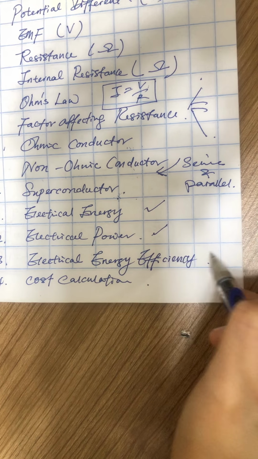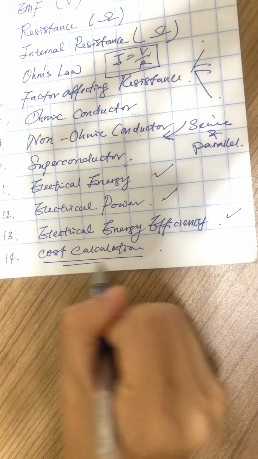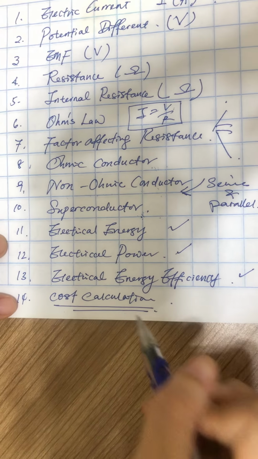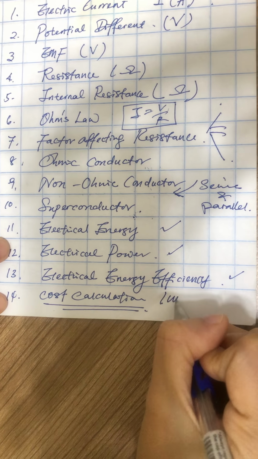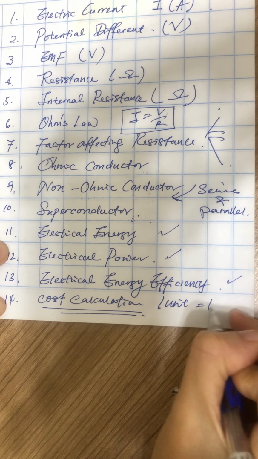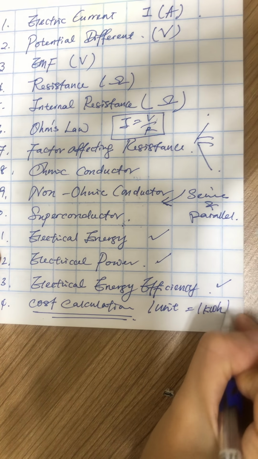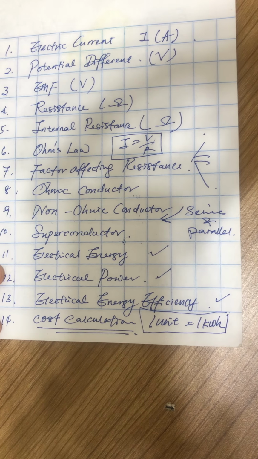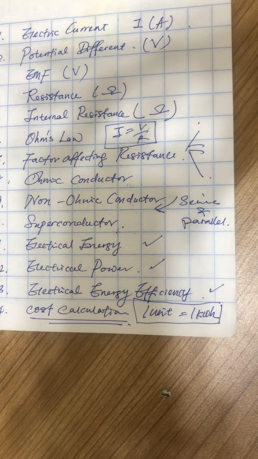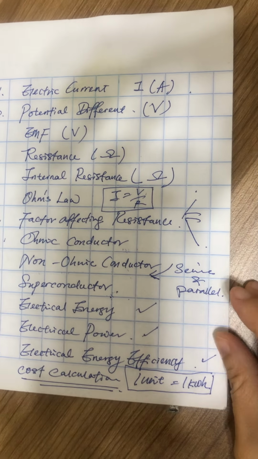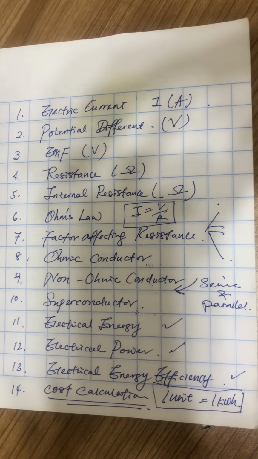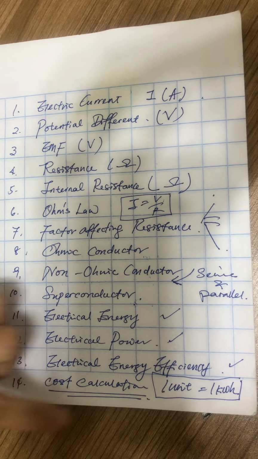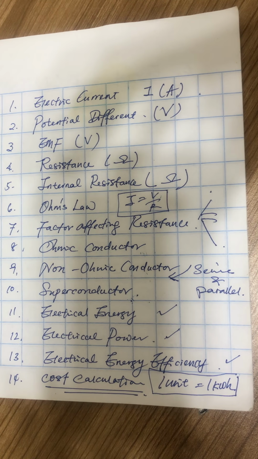Electrical energy, power, efficiency, and then cost calculation. This one you learned in Form 3, right? If you still remember. Okay, so for cost calculation, we know that 1 unit equals 1 kilowatt hour. This one, never mind. I think you have almost forgotten everything. We will do calculation again after school reopens. Okay, these are basically everything that you have to remember. Make sure that all the definitions are in your brain. I'm going to give you a test after school reopens.